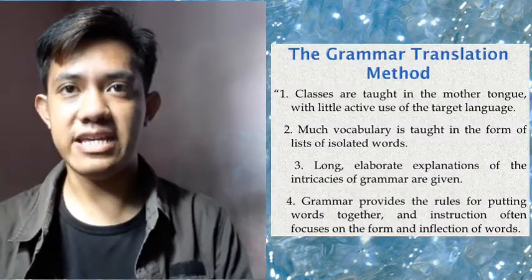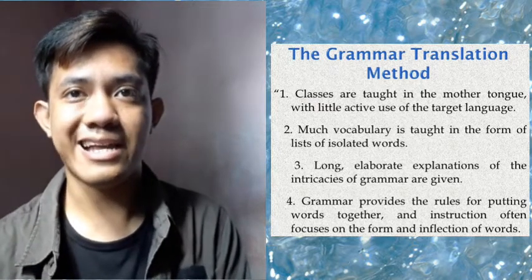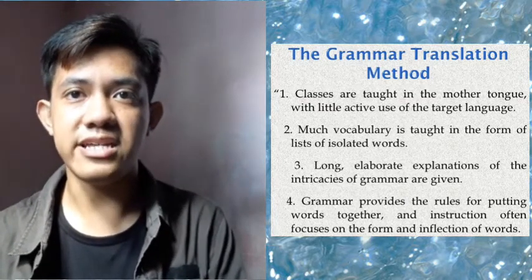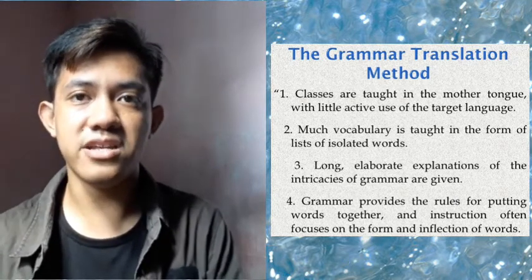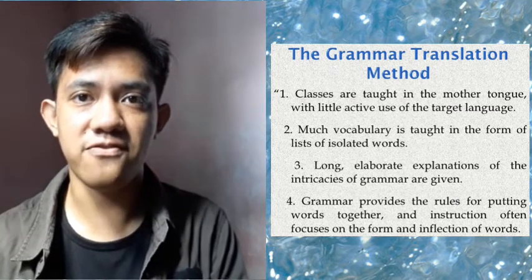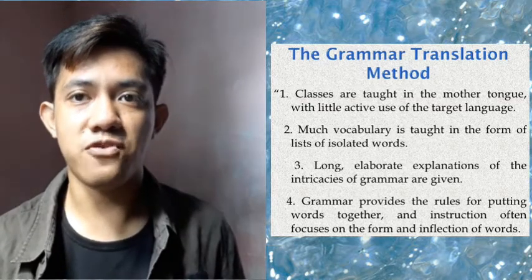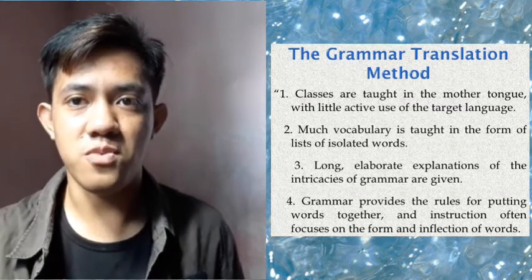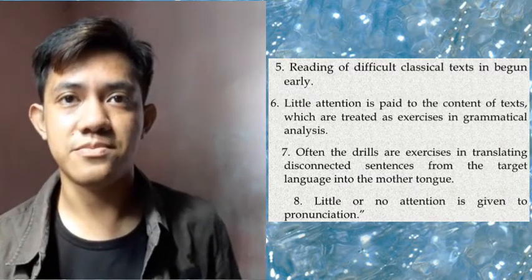The first method is the grammar translation method. The characteristics are: the first is classes are taught in the mother tongue with little active use of the target language. The second is much vocabulary is taught in the form of lists of isolated words. The third is long, elaborate explanations of the intricacies of grammar are given. The fourth is grammar provides the rules for putting words together, and instruction often focuses on the form of inflection of words. And next, reading of difficult classical texts begins early.